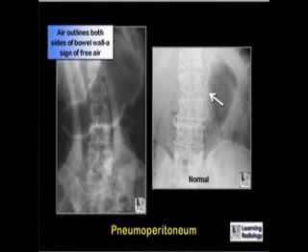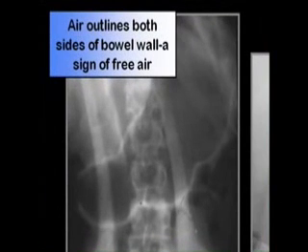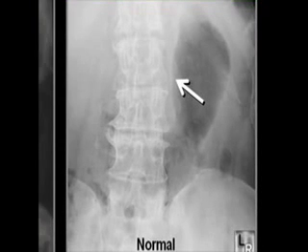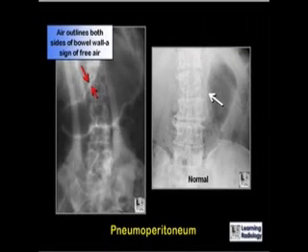This is another sign in another patient which shows that both sides of the stomach here are outlined by air so that the wall of the stomach becomes visible. This is called Rigler sign. If you look at the normal stomach, we can normally see air outlining the inner wall but not the outer wall of the stomach because there is no air normally in the peritoneal space.